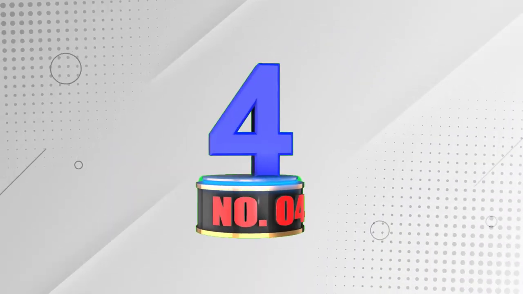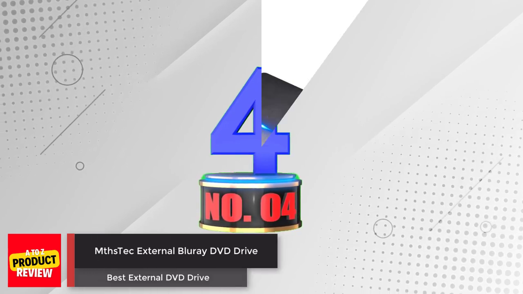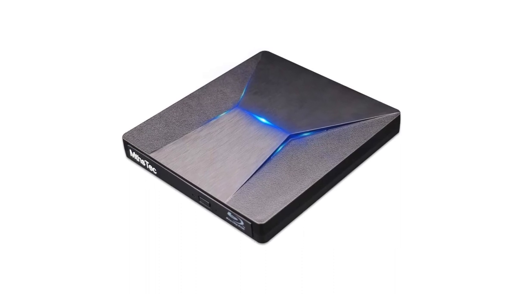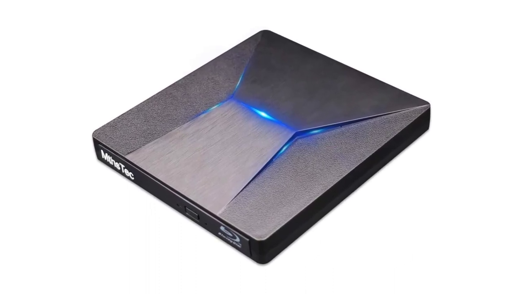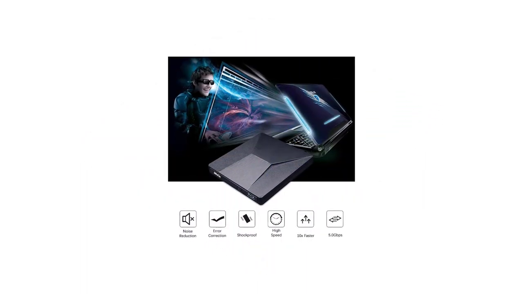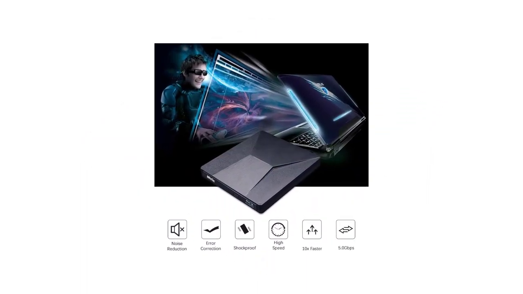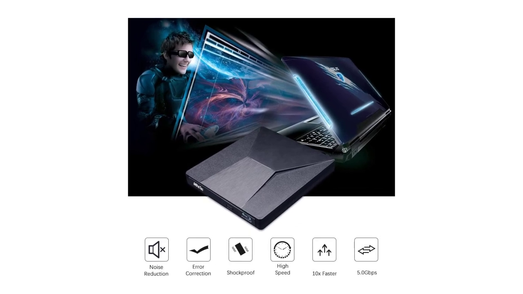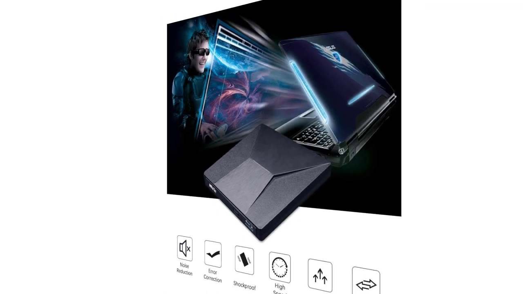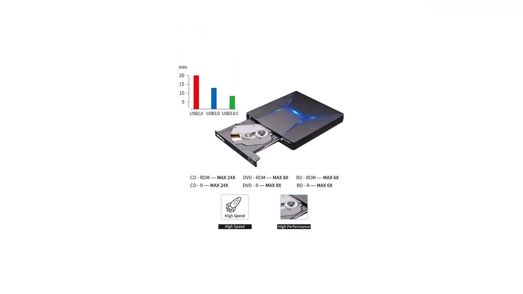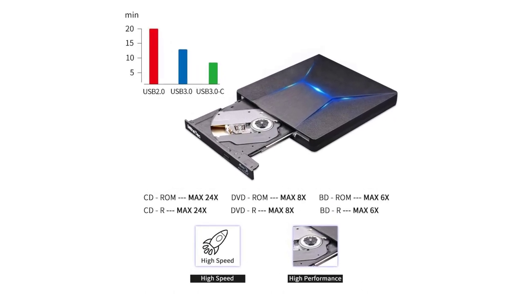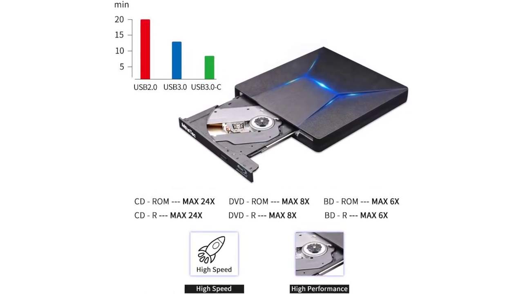Number 4. MTH Steck External Blu-ray DVD Drive. If you don't already have a Blu-ray player at your home, you can get one that works over a USB connection so that you get a 2-in-1 device. The external Blu-ray player from MTH Steck is a premium choice for such a device. It is a wise choice to get a 2-in-1 device that you can use for various purposes. In the case of an external DVD drive, you can simply get a premium external Blu-ray player like the MTH Steck external Blu-ray DVD drive that you can use for best quality entertainment as well as for your work.